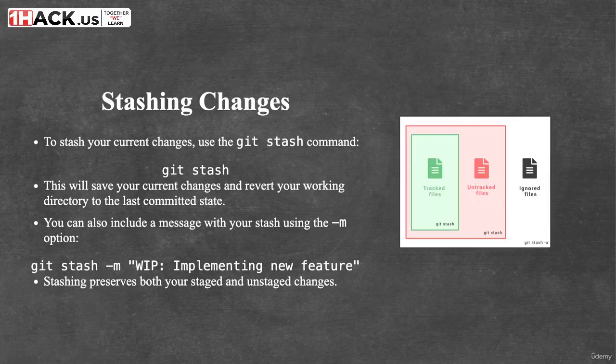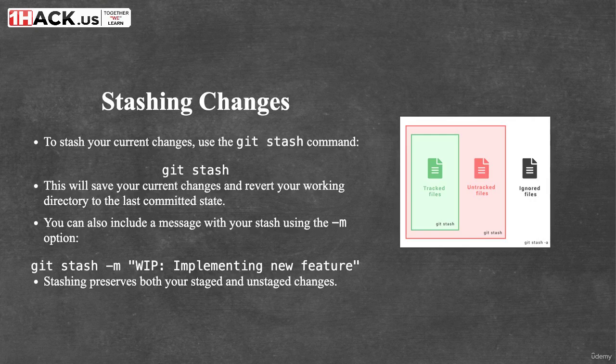Let's start by learning how to stash your current changes. To do this, you can use the git stash command. This will save your current changes and revert your working directory to the last committed state. You can also include a message with your stash using the -m option. This can be helpful for keeping track of what changes you've stashed, especially if you have multiple stashes.